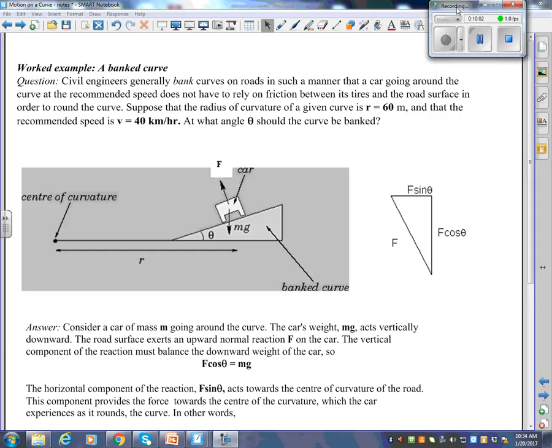Now let's talk about bank curves. Bank curves are more challenging. But don't worry, I'm going to, as always, go through the theory and then make it simple for you.